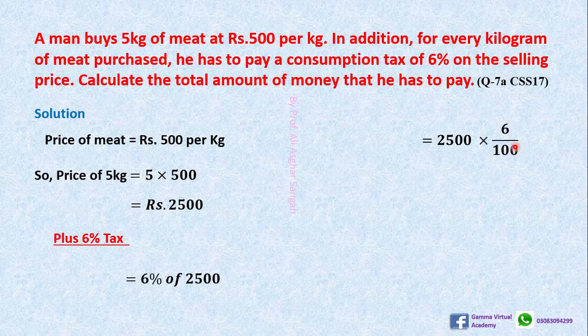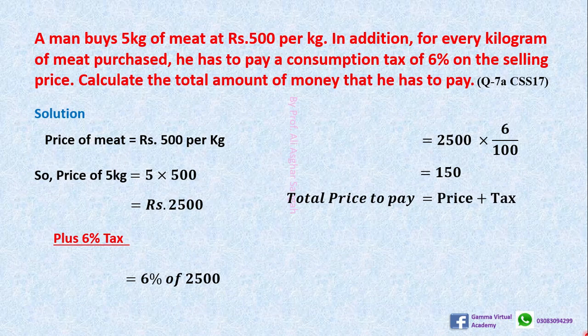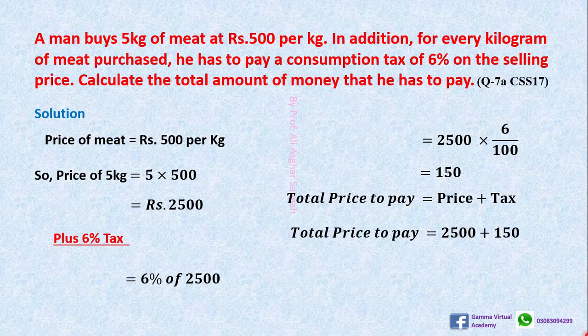So what do we do? We cancel these 100 and 100 and 2500. Both zeros will be cancelled. Multiply 6 into 25. You will get this answer 150. Now total price that he has to pay is equal to price plus tax. Okay, price of meat plus tax. Price of meat is 2500 plus tax is 150. That's equal to 2650. This is total price of the meat. This is required answer.